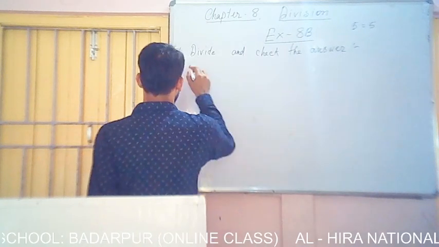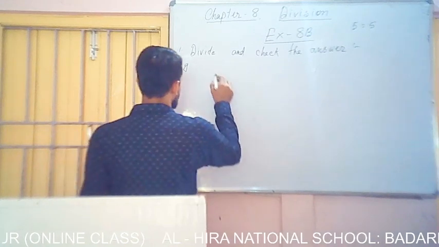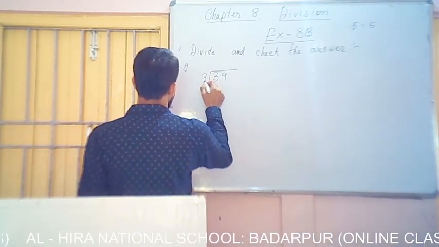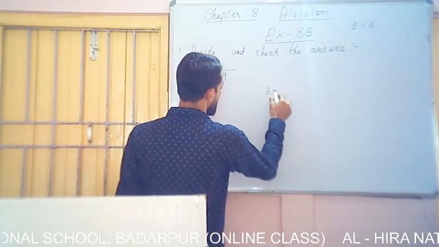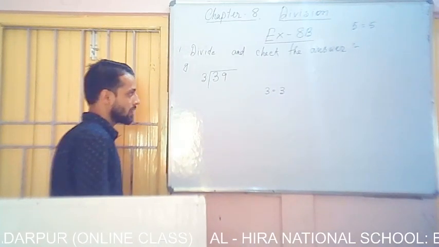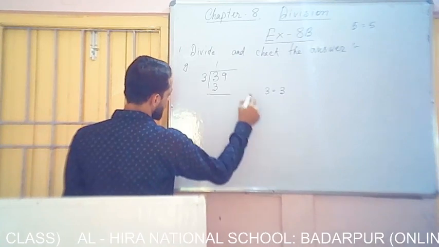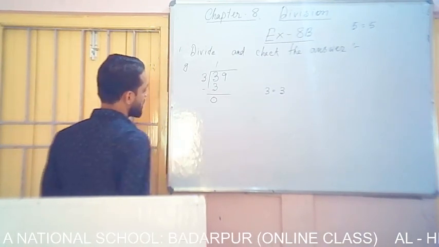Now question number G. Okay, 39 divided by 3. So here 3 equals to 3. The dividend and the divisor both are equal. So that is why we can divide. 3 ones are what? 3. After subtracting we will get here 0. 3 minus 3 equal to 0.